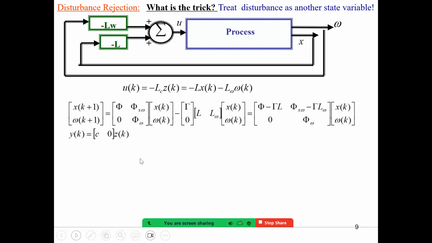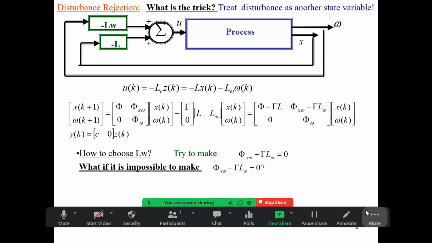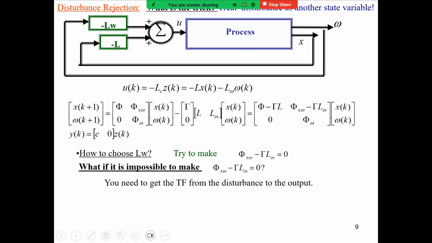How do we design the gain for the disturbance? We will try to make this go to 0, right? Such that the effect is completely eliminated, but in many cases it is not possible. Okay. What if it's impossible, right? So this is one of the problems in your assignment. Then you have to get the transfer function, right? From the disturbance to the output. Okay.